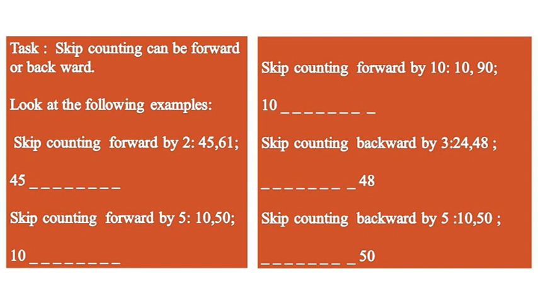And another example is skip counting backward by 3. The numbers are from 48 down to 24. The present number is 48. You have to minus 3. Then the previous number is 45, like that. Students, please complete this activity in your notebook before the next week's teleclass.